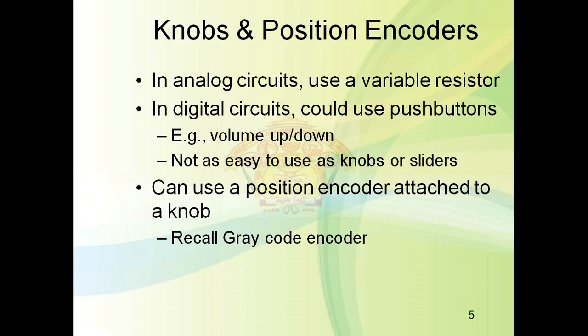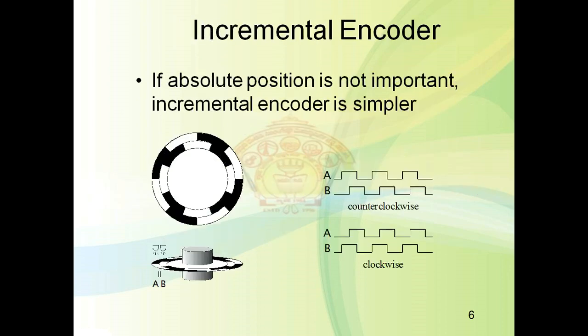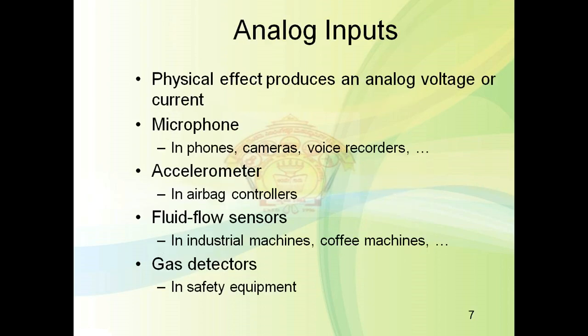Then we have discussed the encoder, then the incremental encoder. Okay, so it will generate clockwise and anti-clockwise, two phases, which we can generate according to the gray code. Then we have discussed various analog input devices, such as microphone, accelerometer, fluid flow sensor, and gas detector. The outputs of these analog sensors are in analog, but our circuitry will work on digital.